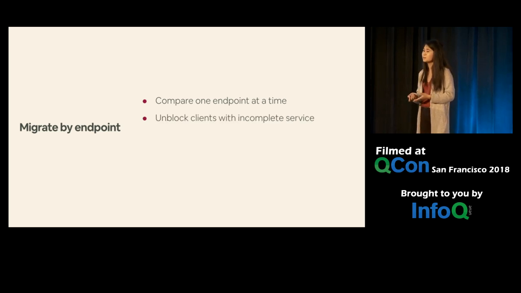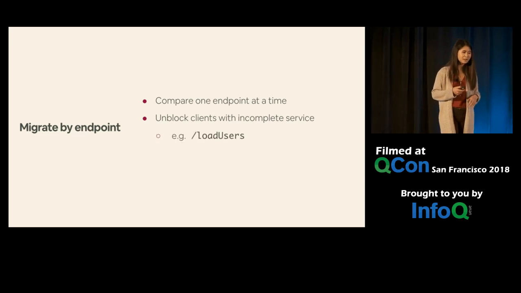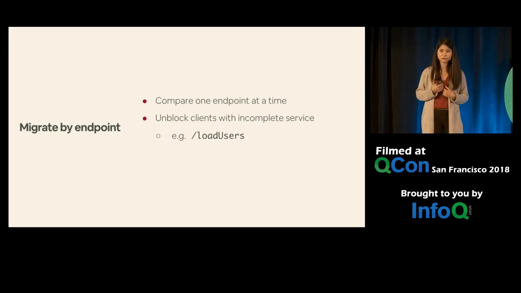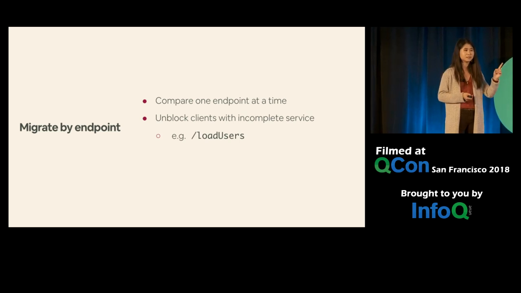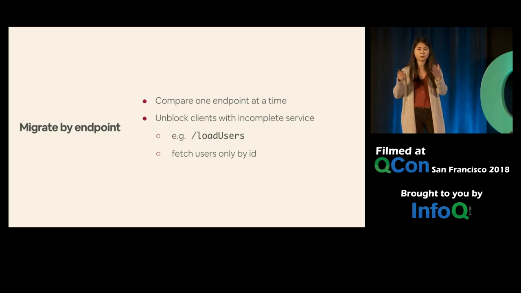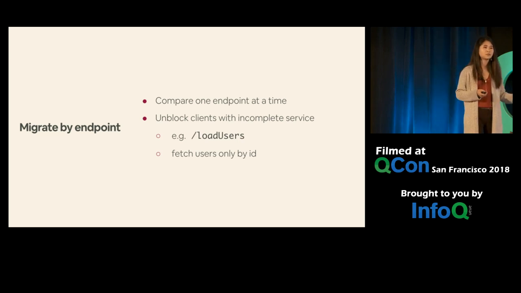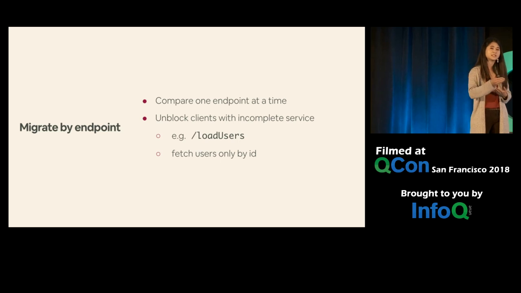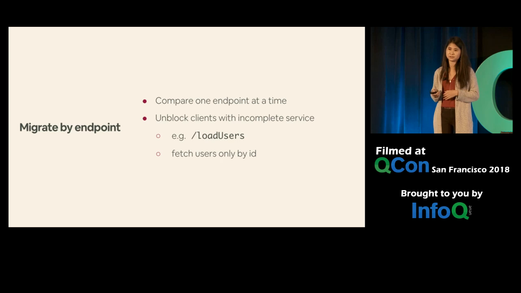This allows us to unblock other clients who are interested in that one endpoint and give us time to build out other functionality for that service. For example, I work on the user service, and when we first made this microservice, we only had one endpoint, load users, and it only had one functionality. It fetched users from our one MySQL table by ID. This may not seem like very much, but it unblocked 10 other services within the first few months, giving them the ability to continue working while we added additional functionality and data sources to the user service.